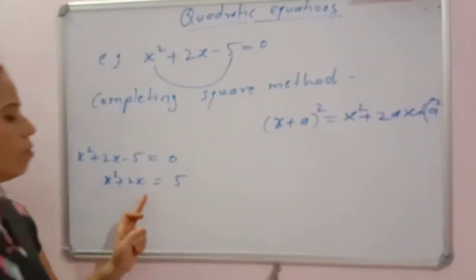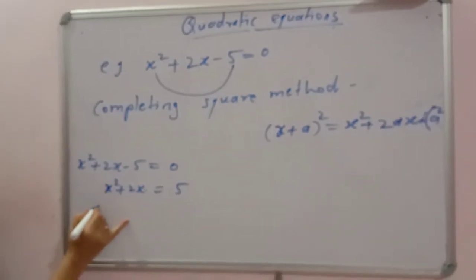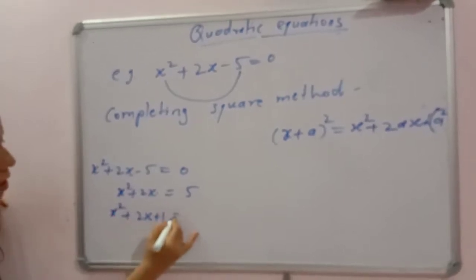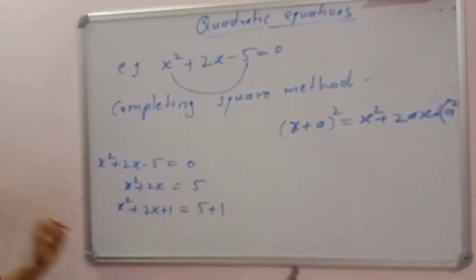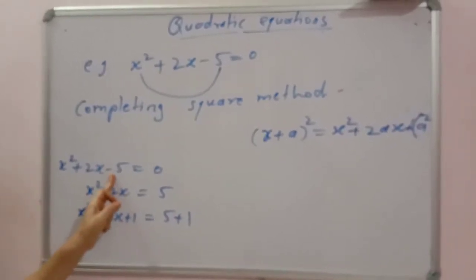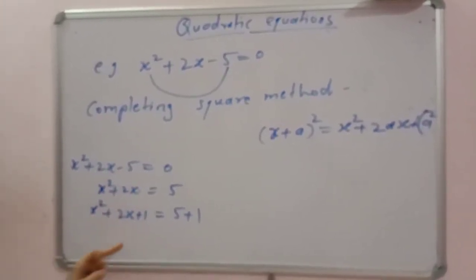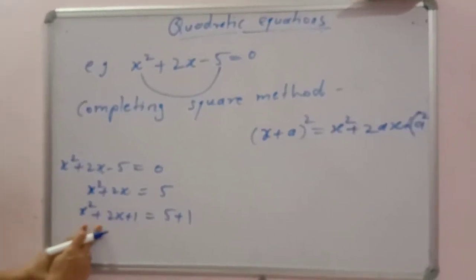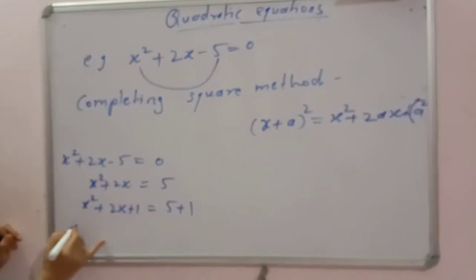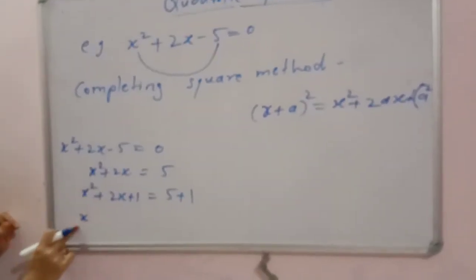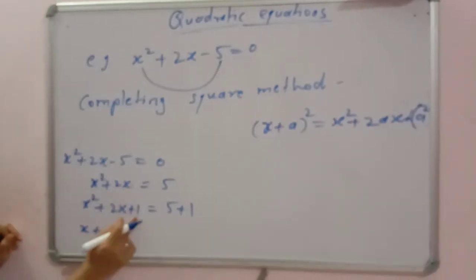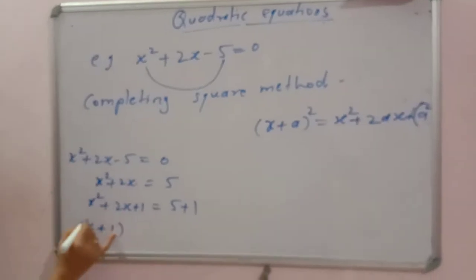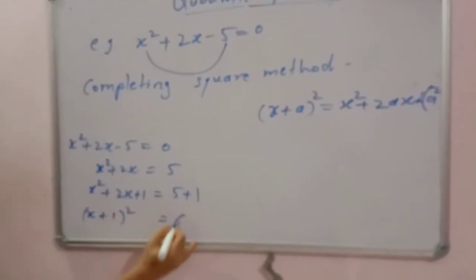But we can't add only to LHS. So add 1 to both LHS and RHS. That is x square plus 2x plus 1 equal to 5 plus 1. It means the original quadratic equation will remain the same. Now it is a perfect square trinomial. So we can factorize it. What are the factors of this? First term x, write down its square root, x, plus the last term's square root, the square root of 1 is also 1, that is (x plus 1) whole square equal to 6.